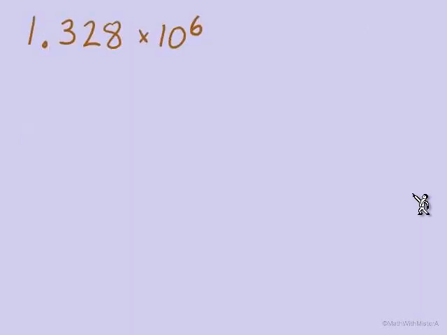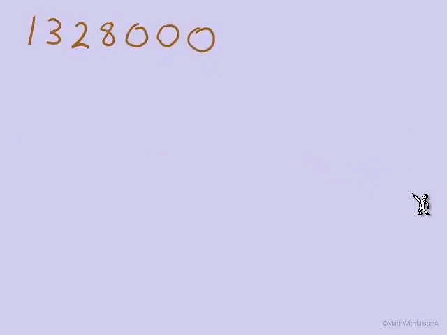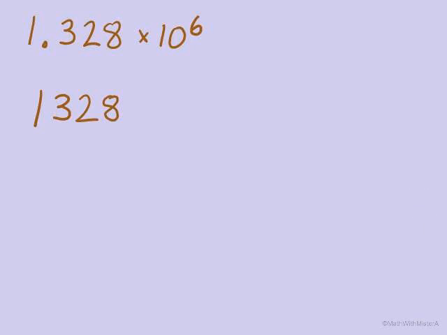Now let's quickly talk about doing these problems in the opposite order. What if we started with a number in scientific notation? How would we write it in standard form? Well, of course, we just had this example. We know it's 1,328,000, but let's go through the steps. We'll take those digits, the 1.328, and bring those down, and we understand that that decimal point is moving for each time we multiply by 10.